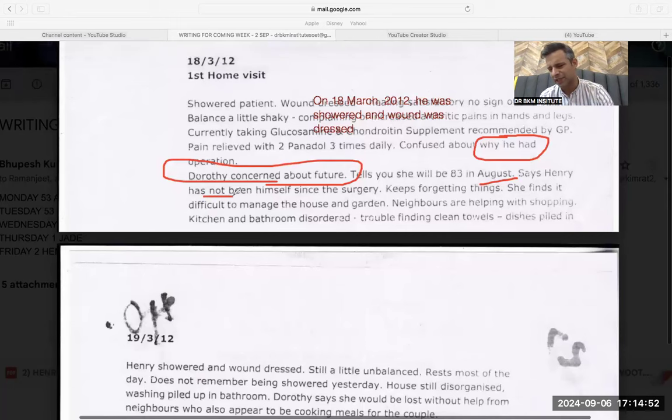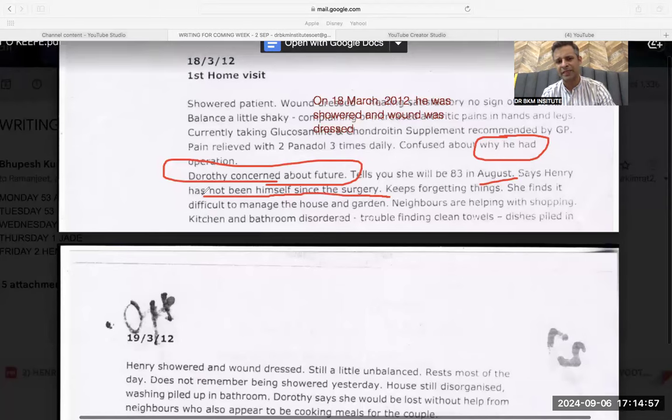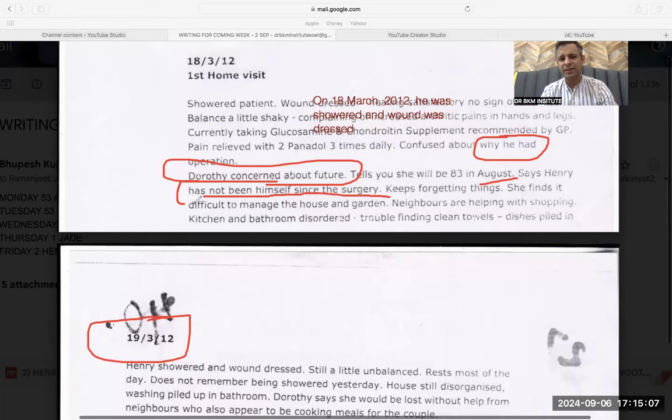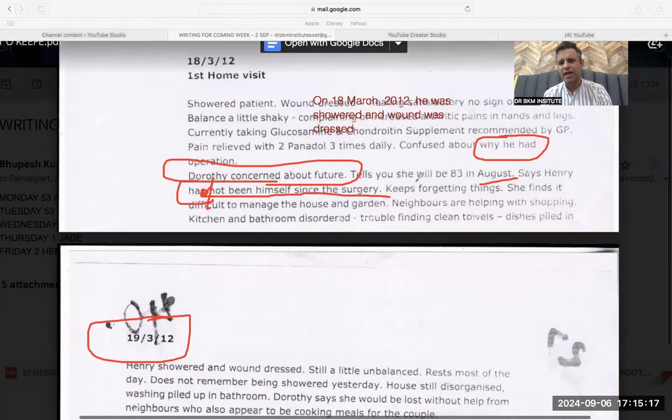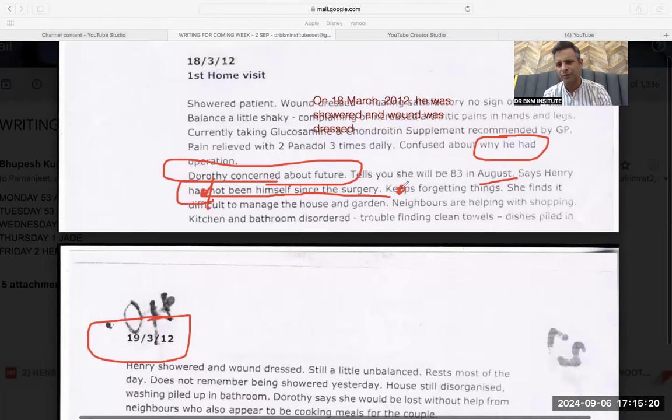Says Henry, Mr. O'Keefe, had not been himself. So don't ever write in the present, because you have today's date as 19th. 19th is also given. So we should take today's date as 19. So yesterday she was telling that Mr. O'Keefe had not been himself. So I will always change this tense, because this is about yesterday. So I have to make everything past. Had not been himself, past means second form, had kept forgetting things. She found it difficult to manage the garden and house. Neighbors were helping with the shopping.